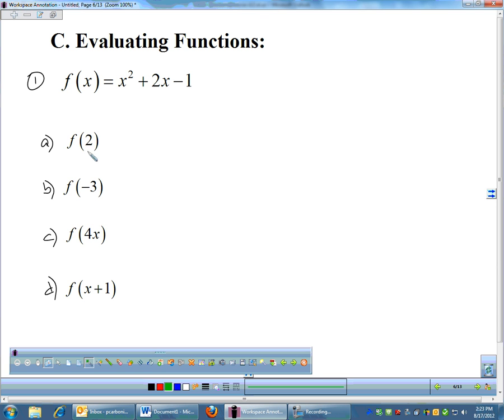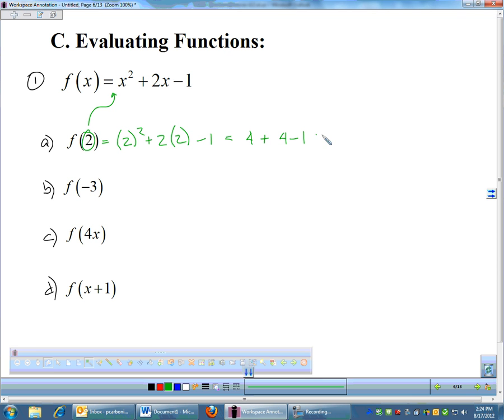Here you have f of x, here you have f of values. You plug the values in for the x. So f of 2 is going to be, instead of x squared, it's going to be 2 squared plus 2 times, take out the x, plug in the 2, minus 1. Follow your order of operations. 2 squared is 4, plus 2 times 2 is 4, minus 1 is 8, minus 1 is 7. There's your answer.